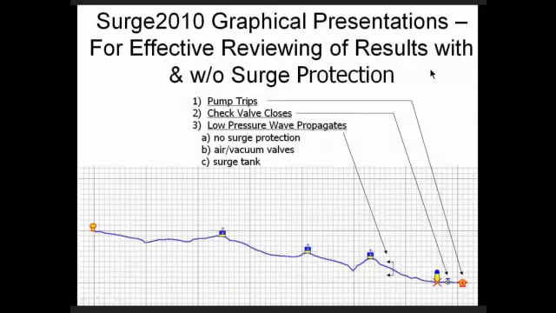Well, finally, this is the last thing I'm going to do today. We have some very interesting tools for reviewing the results with and without surge protection. Here's a system, our classic system, where we're pumping up to an elevated tank, and the pump trips and sends a pressure surge down the line. So we can look at what happens when there's no protection in the system, when there's air valves in the system, when there's a surge tank in the system.